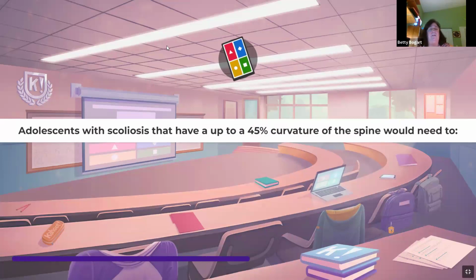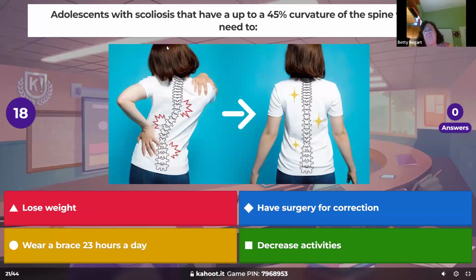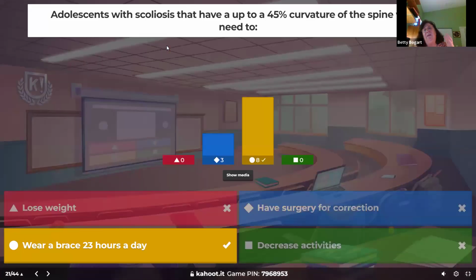Adolescents with scoliosis that have up to a 45% curvature of the spine would need to do what? What's the treatment? In that person, 45, usually, sometimes even to 50, but they say 40 to 45, it's all about doing physical therapy, putting on a brace 23 hours a day. And then after that, they would consider surgery, the Harrington rods, the Luque rods, or a spinal fusion, however it can be called. But it's a brace.